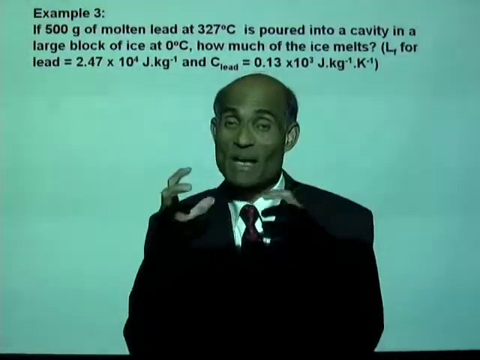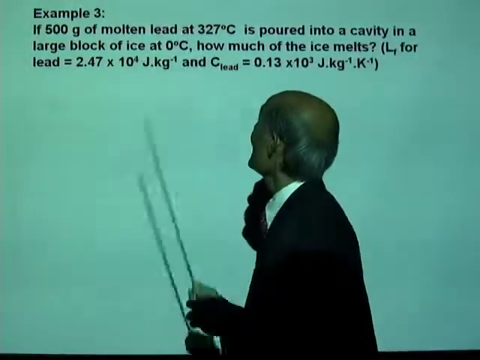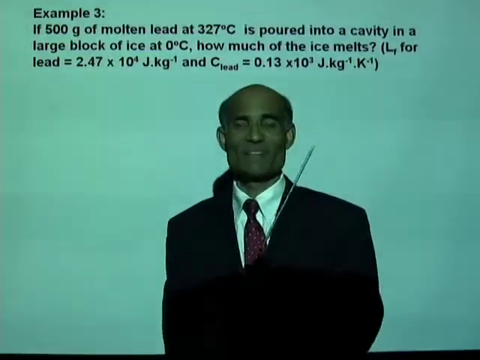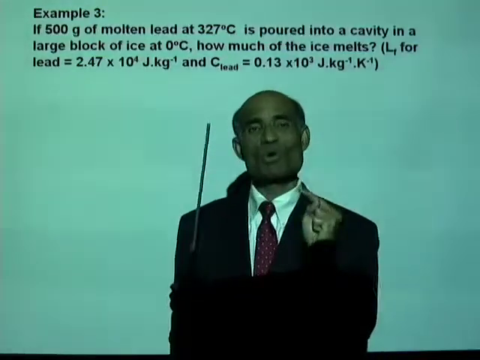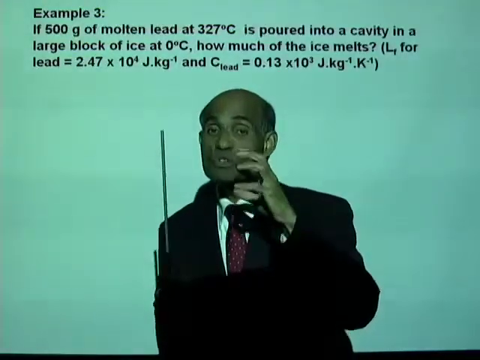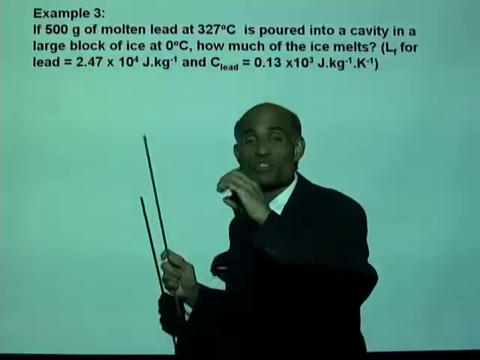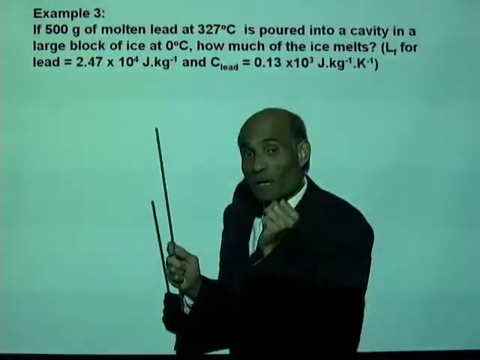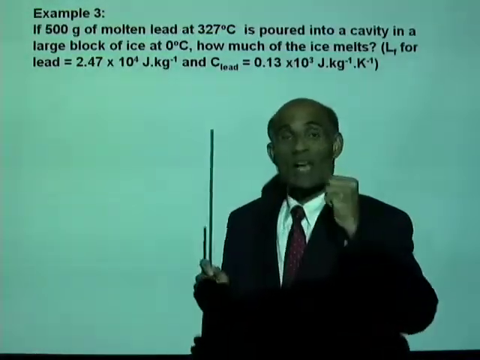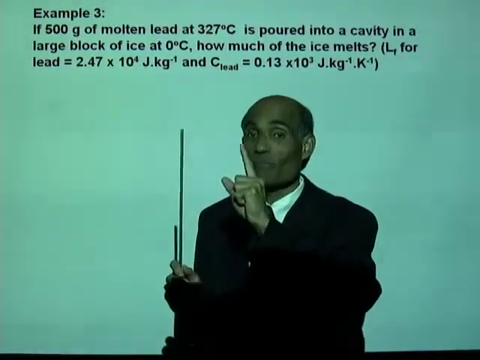Can you visualize what happens here? We have molten lead at 327 degrees Celsius. That is the melting point of lead. So what is going to happen to that molten lead when it is poured into a cavity of ice? First of all, liquid lead at 327 degrees Celsius will become solid lead at the same temperature, liberating an amount of heat mass times latent heat of fusion.